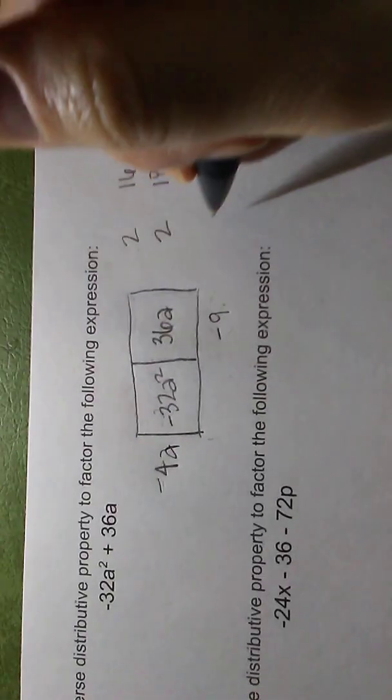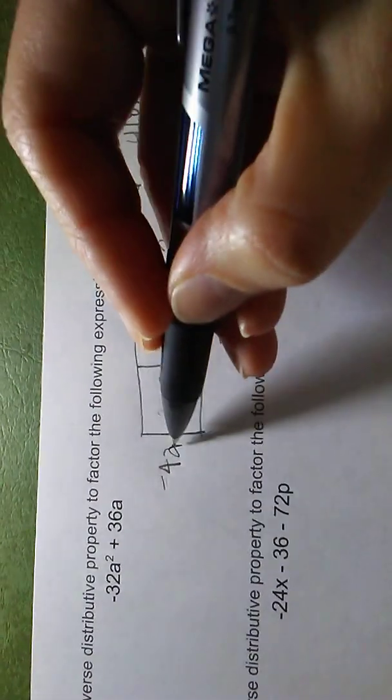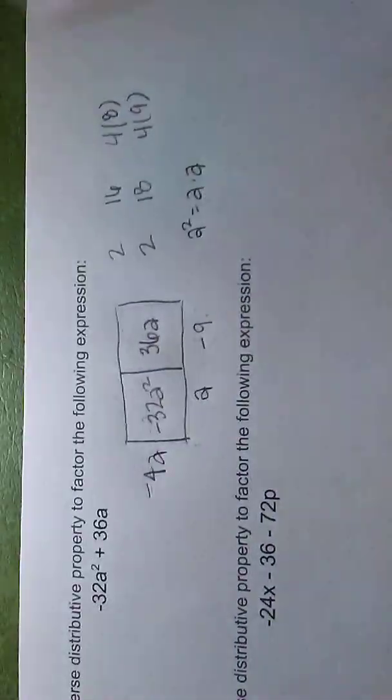This one may be a little trickier because I have a squared. Remember that a squared means a times itself. So a squared is equal to a times a. I already have one of the a's. I need another a here. And then negative 4 times what is 32? Well, that would be positive 8.